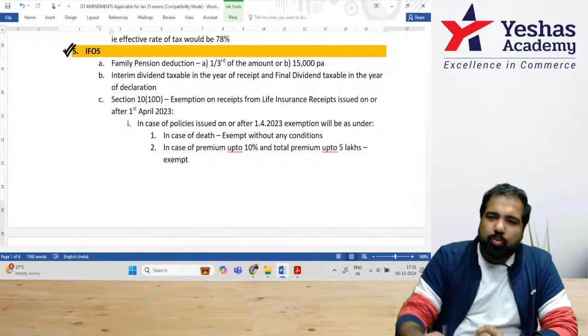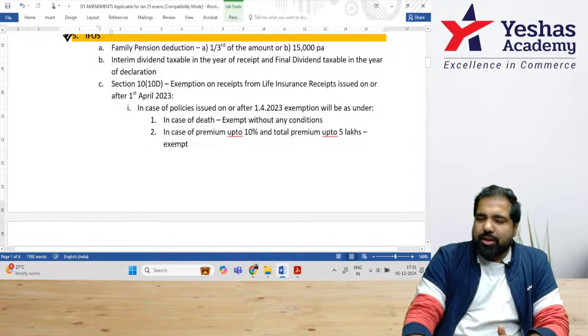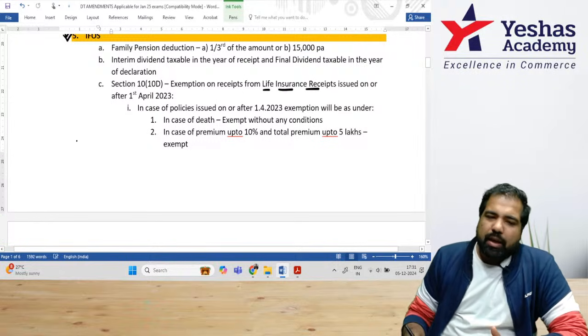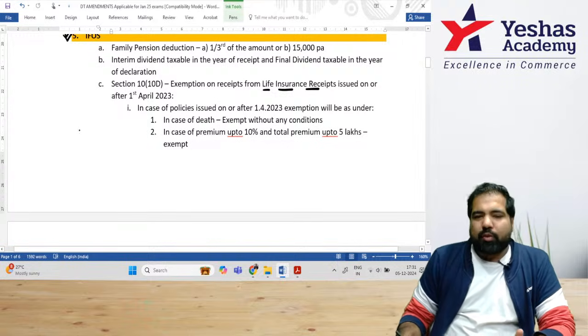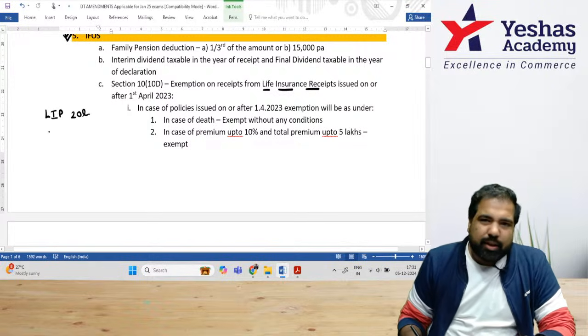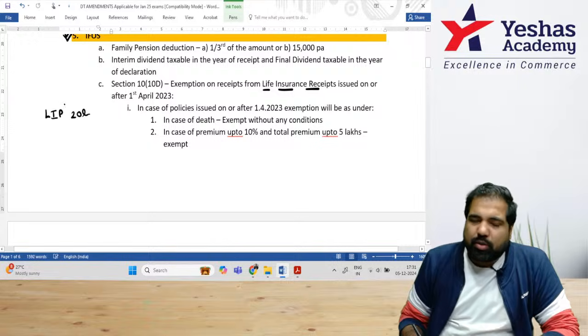The next concept is super important. But before you go to the next concept, let me talk about life insurance and the receipts. Guys, there was life insurance, we've already discussed. Let's say you took a life insurance policy of 20 lakh rupees, and this was taken recently, that is after 1st April 2012.